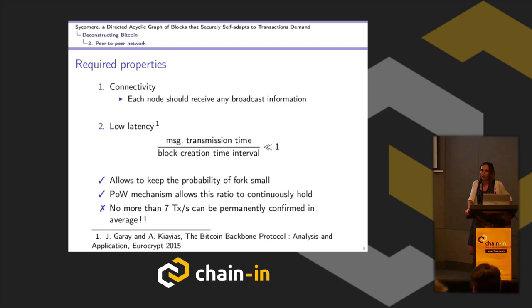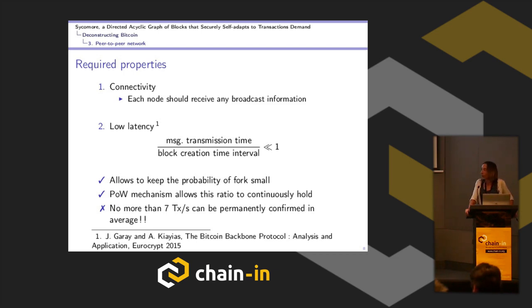Fortunately, the proof-of-work mechanism allows to keep this ratio always small. This is very important. The bad thing is that because you maintain a total sequence of transactions, the number of transactions which are confirmed per second is very small.